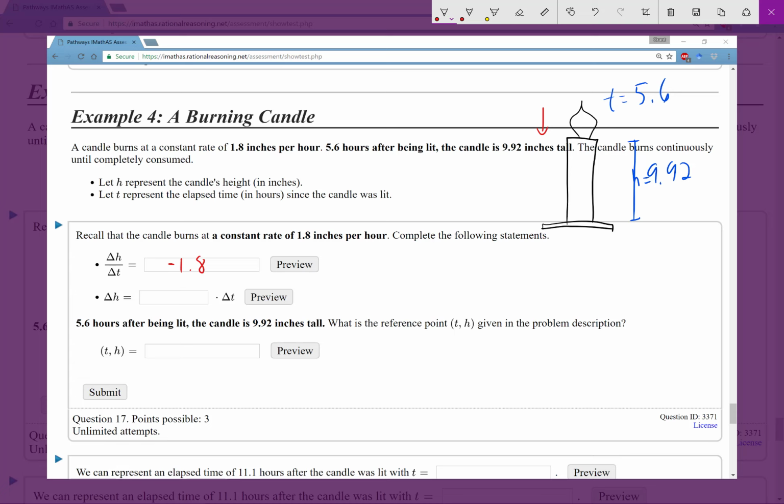And since this ratio of the change in height to change in time is equal to negative 1.8, that tells us that the change in height is always negative 1.8 times as large as the change in time. And using the information they gave to us, that when 5.6 hours have elapsed, the height is 9.92 inches, our reference point for this problem description is actually (5.6, 9.92). Now, you could type those values into MathAS, and it should accept it as correct.